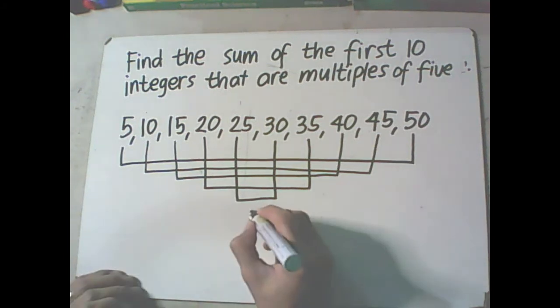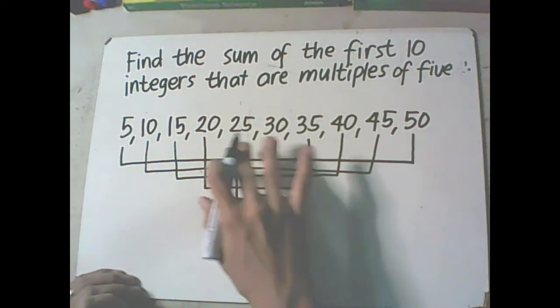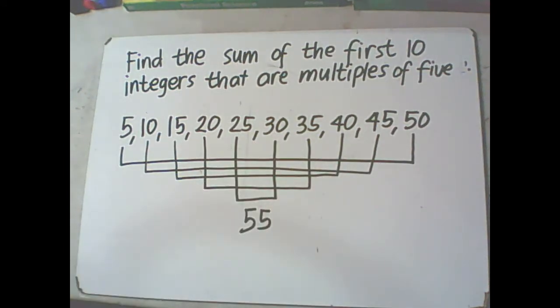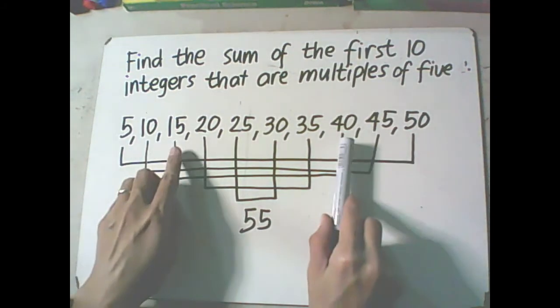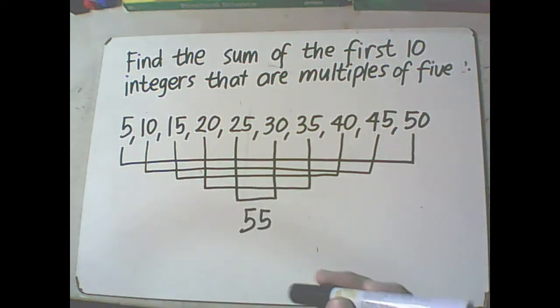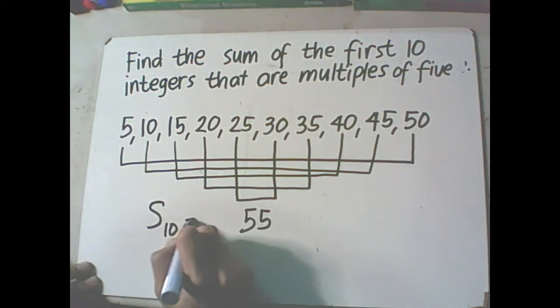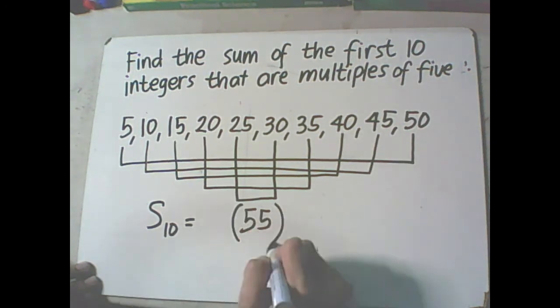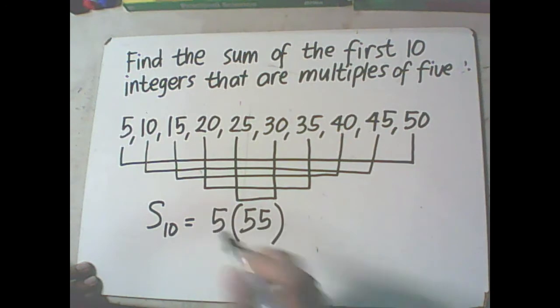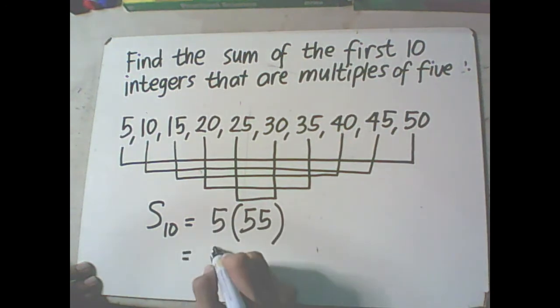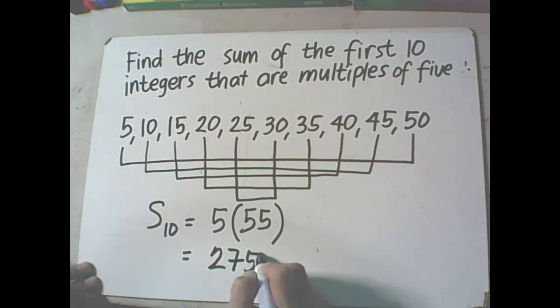So if I have 55 as the sum of a pair, how many pairs of 55 are there? We have 1, 2, 3, 4, 5. Since there are 10 terms, there are 5 pairs of numbers whose sum is 55. Therefore, the sum of the first 10 terms is 55 multiplied by 5 pairs. In that case, I have 275.